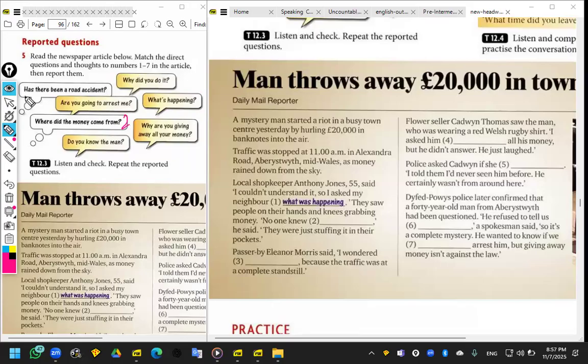So I wondered if, be careful, because this is a yes or no question. Has there been a road accident?